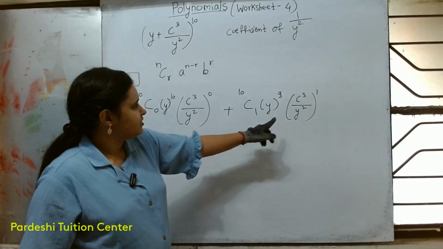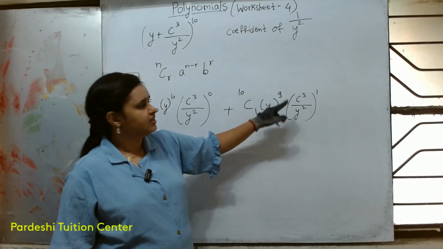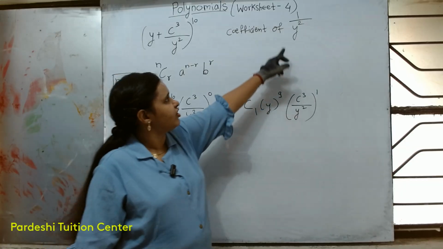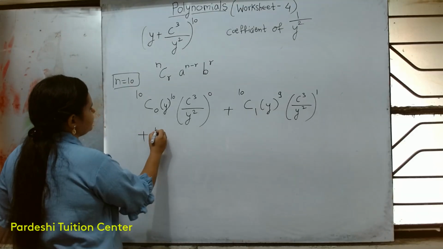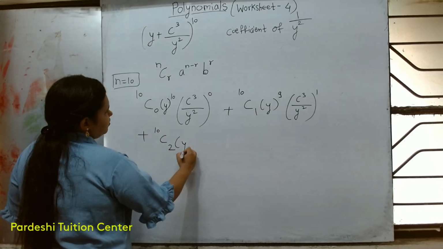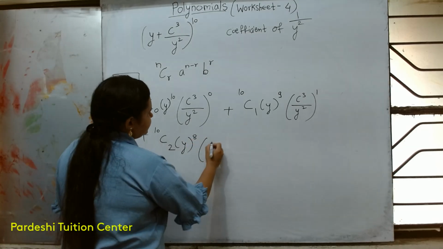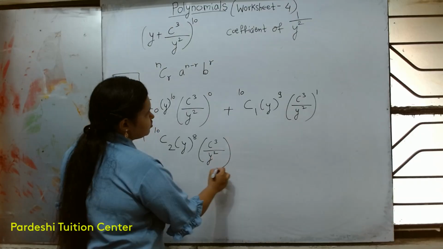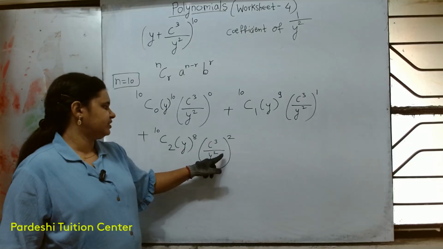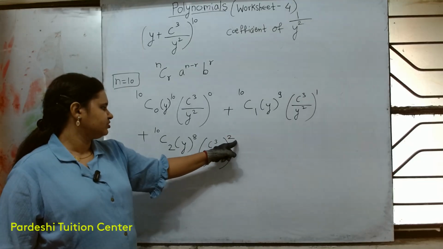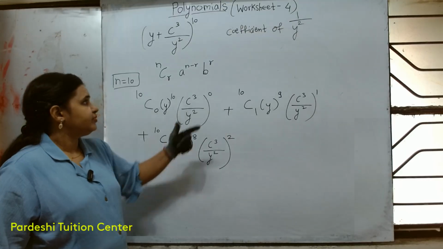Now again find, here it is y square, it will get cancelled with y square only, and the remaining will be y to the power 7, but we want 1 upon y square. So again we will take out the third term. The third term will be 10c2 y to the power n minus 1, that is 10 minus 2, that is 8, and c cube upon y square to the power 2, r is 2. Now check whether it is y square to the power 2, it will be y to the power 4. It will get cancelled with this y to the power 4 and y to the power 4 will remain, but we want 1 upon y square.